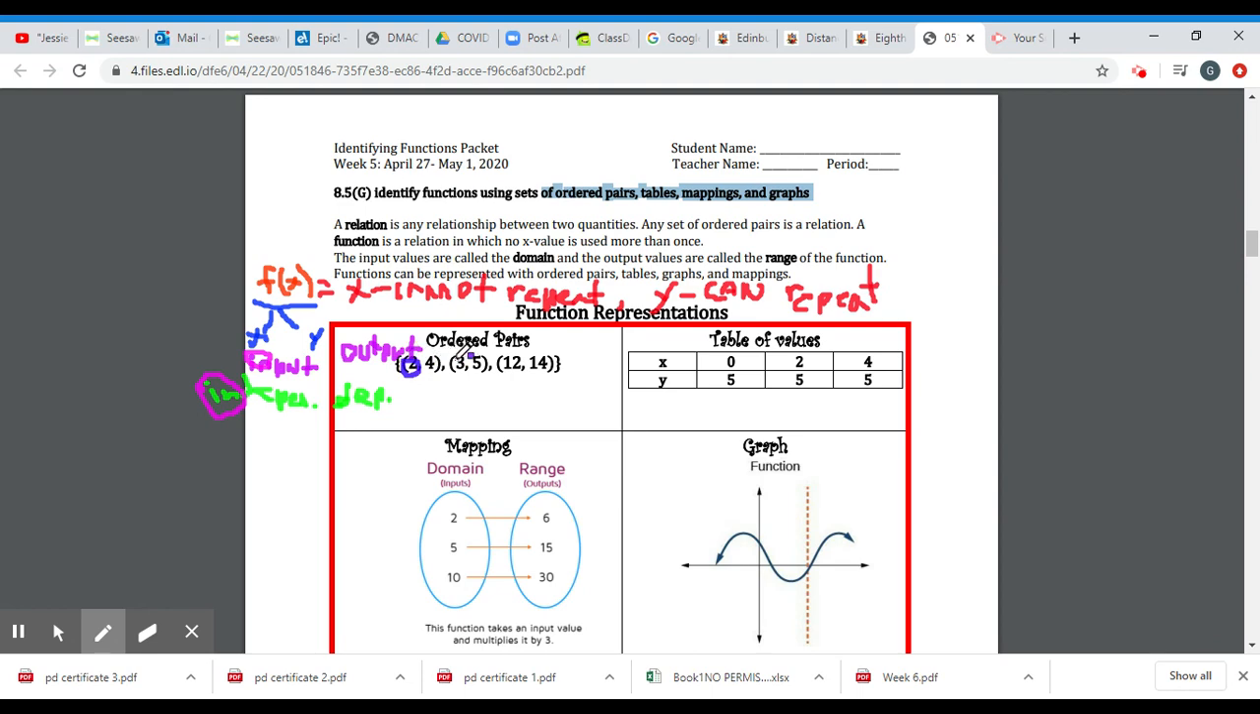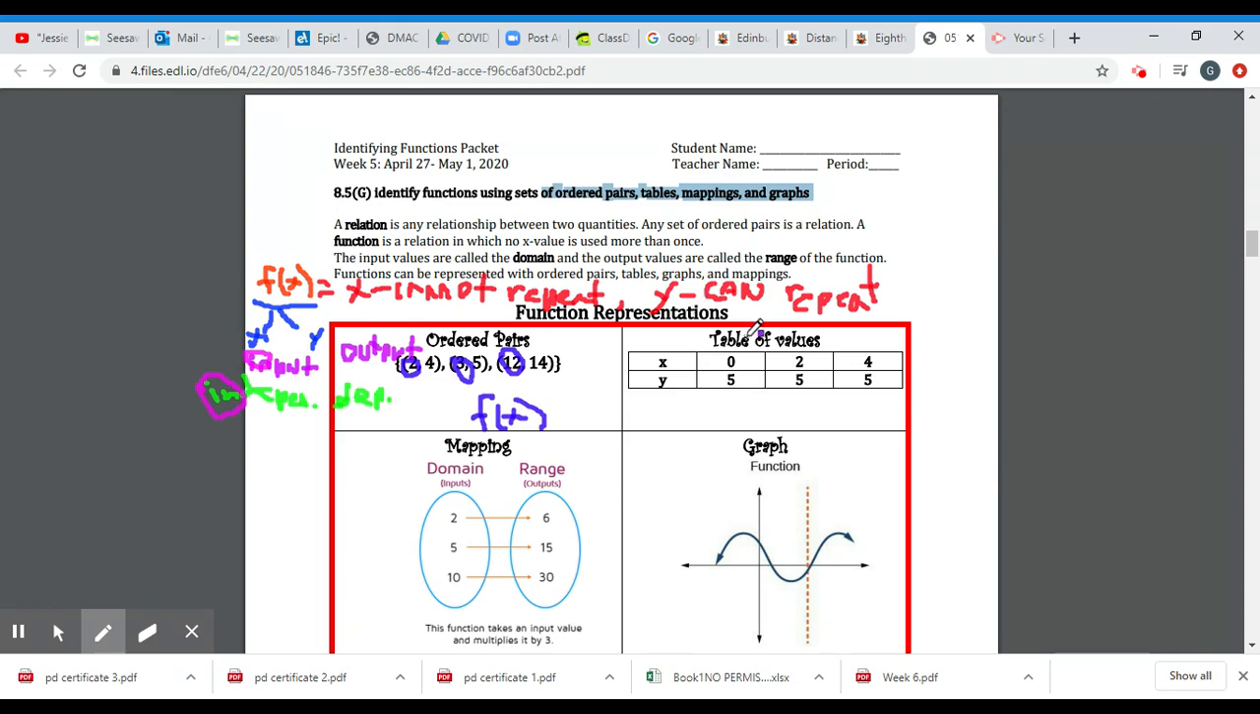So I'm going to look at 2, 3, and 12. And then I'm going to ask myself, do these repeat? 2, 3, and 12. Right, they don't. If they don't repeat, then guess what? This is a function. So as long as we see that the first number, the x value, does not repeat in any of the ordered pairs, it is a function.